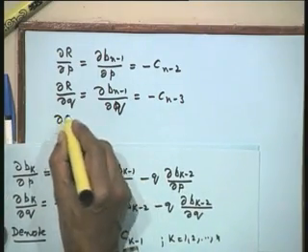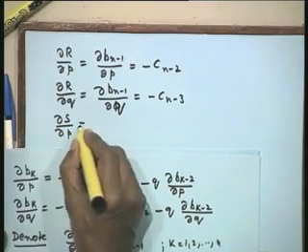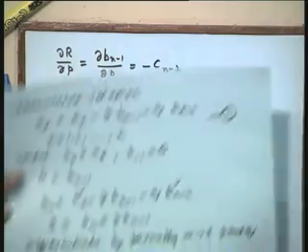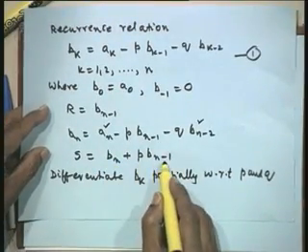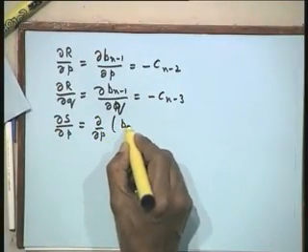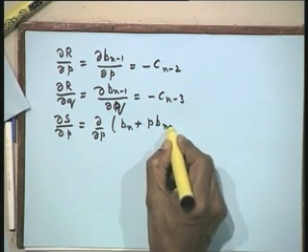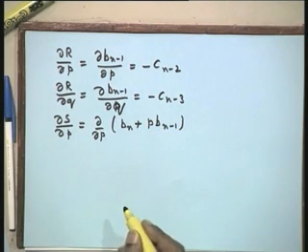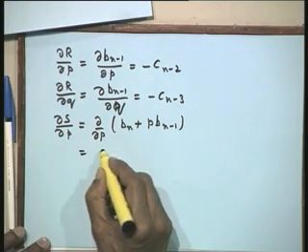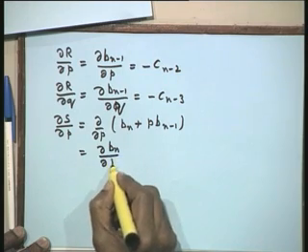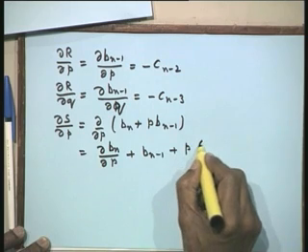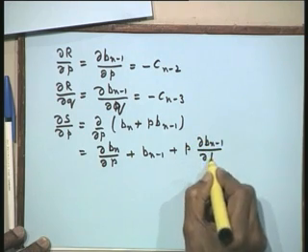Then we need the derivative of S with respect to P. Now look at S here, S is B n plus P B n minus 1. So we shall differentiate this quantity with respect to P. Now let us differentiate it. This is the derivative of B n with respect to P, plus this is a product, so I will have B n minus 1 plus P times the derivative of B n minus 1 with respect to P.